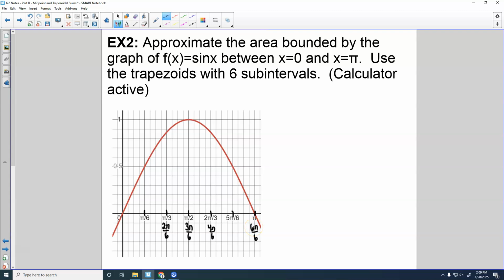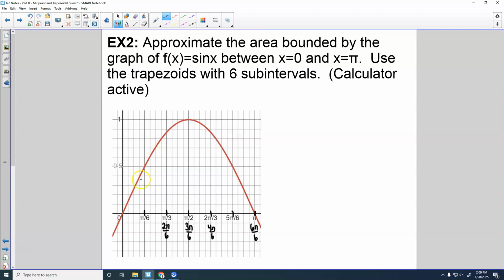Right? So even though it doesn't quite look like it there, you're just counting up 1 pi over 6, 2 pi over 6, 3 pi over 6, 4 pi over 6, and so on. And so with the trapezoidal rule, or with trapezoidal midpoint sums, instead of using a rectangle, we're going to use a trapezoid.